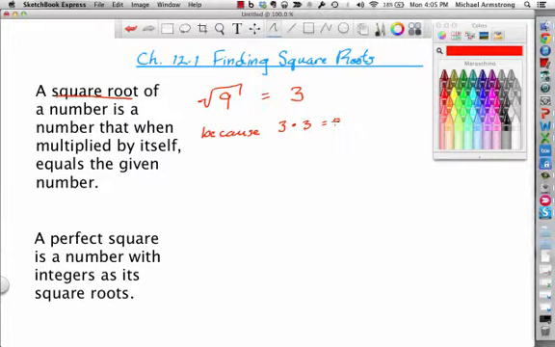Okay, chapter 12.1, Finding Square Roots. First of all, a quick definition. A square root of a number is a number that when multiplied by itself equals the given number.